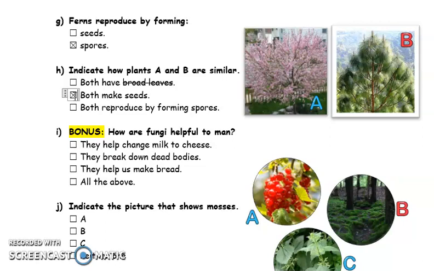Both form spores? This is wrong. So let me add right here. B has needles. So this is wrong. A, they don't form spores.